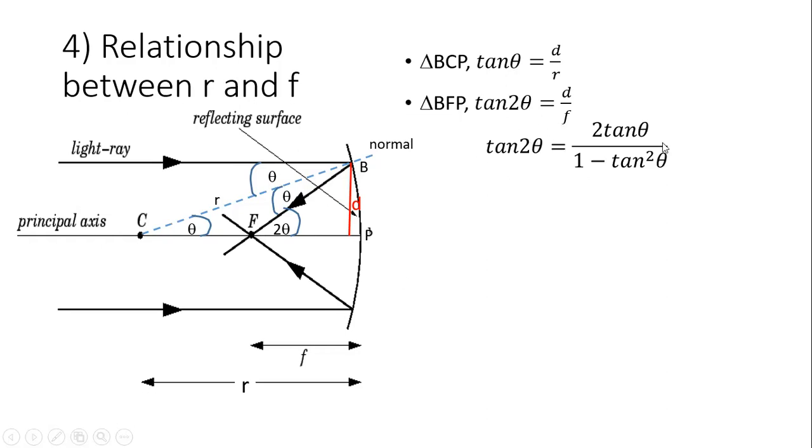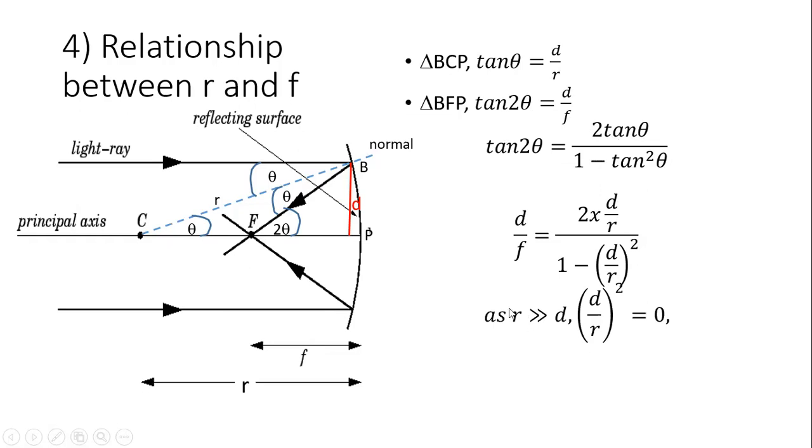Then we use the expansion formula for trigonometry. Tangent 2 theta is 2 tangent theta over 1 minus tangent square theta. Then replace this one with D over F, and replace tangent theta here with D over R. This one is D over R square. As I say, we use this approximation: R is very much greater than D. So if very much greater, that ratio D over R is very, very small, so it's very close to 0. So this is 0, this is 1, so that becomes 1.